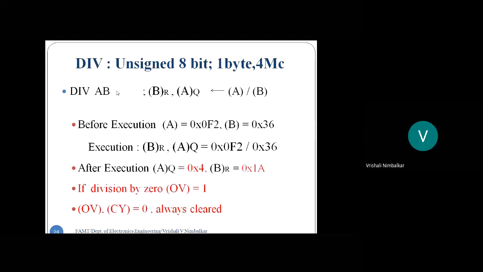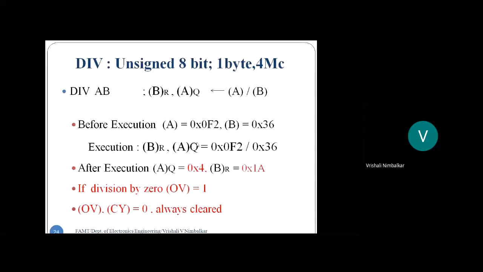The next, division. It's an 8-bit unsigned division again, 1 byte 4 machine cycles. The format is DIV AB. Okay. And the number in accumulator gets divided by the number in B. Right? Again, remember this. Who gets divided by whom? It's A divided by B. Data from accumulator gets divided by the data from B. And the answer is the quotient and the remainder. Accumulator has the quotient. B register has the remainder.